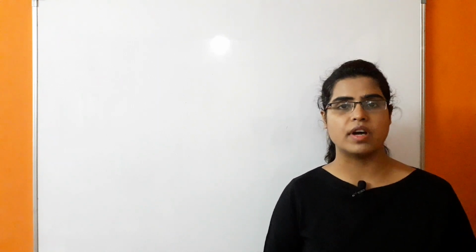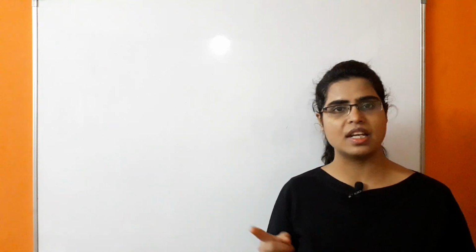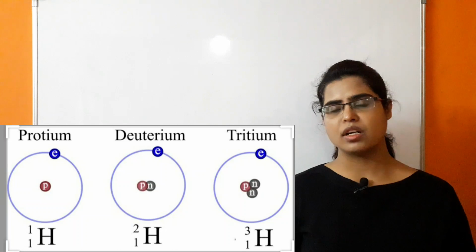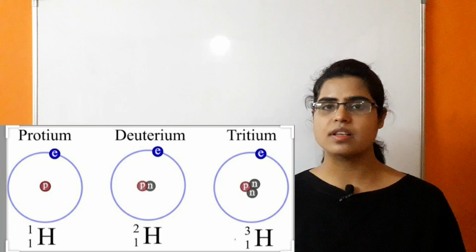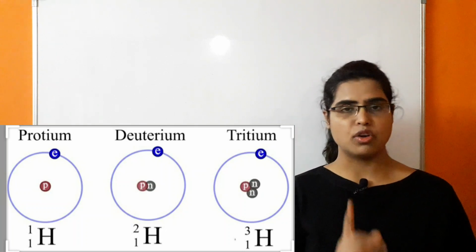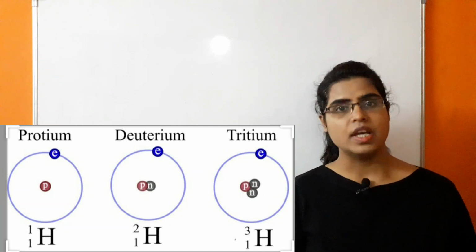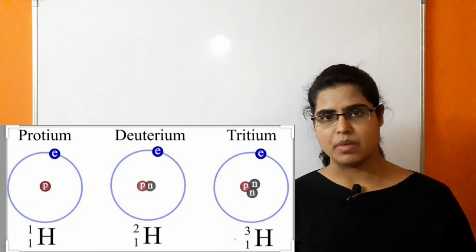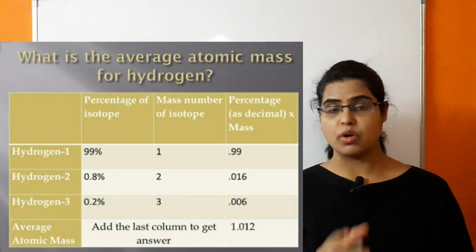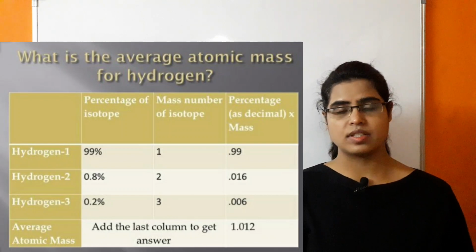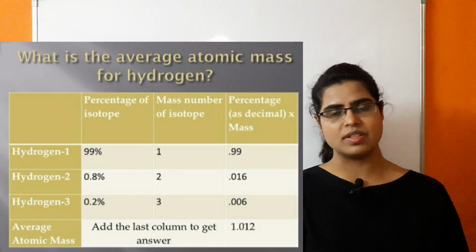For example, hydrogen exists in 3 isotopes: protium, deuterium and tritium, in which the atomic number of hydrogen is 1, whereas their masses are different. In the case of protium, the atomic mass is 1, in deuterium it is 2, and in tritium it is 3. So in these cases average atomic mass is taken because these elements exist in more than one isotope. So the average atomic mass of these elements is determined.